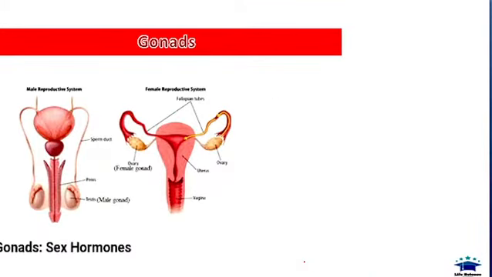So let's talk about the gonads. This is the male reproductive system. This is the female reproductive system. This is the fallopian tube. These are the sex hormones. If you talk about gonads, the male and female reproductive organs are called the gonads. Gonads produce steroids that affect growth and development, and also regulate reproductive cycles and our sexual behavior. The major categories of gonadal steroids are the androgens.